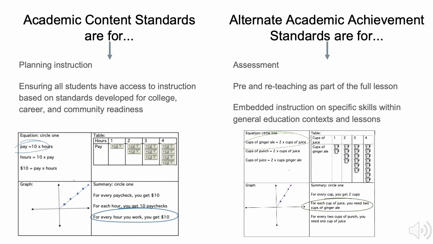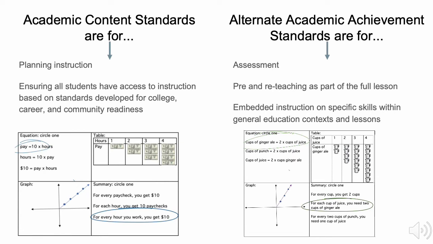On the other hand, alternate academic achievement standards can still be used as a tool. Not only are they used for assessment purposes, but they could also be used as a source for pre- and reteaching as a part of the full lesson. They could also be used to develop goals to embed instruction on specific skills within the general education content and lessons. A worksheet divided into four quadrants.